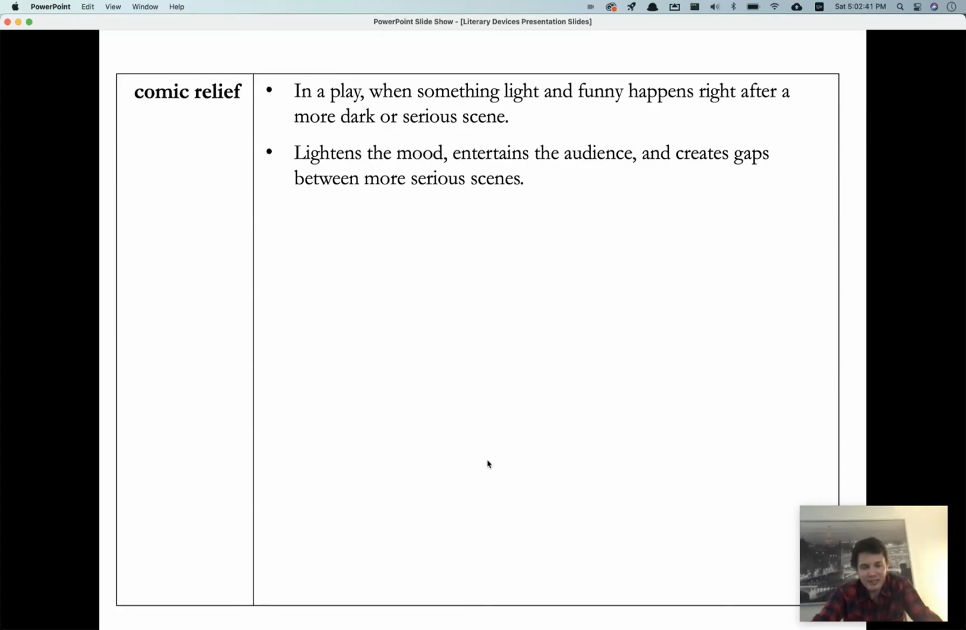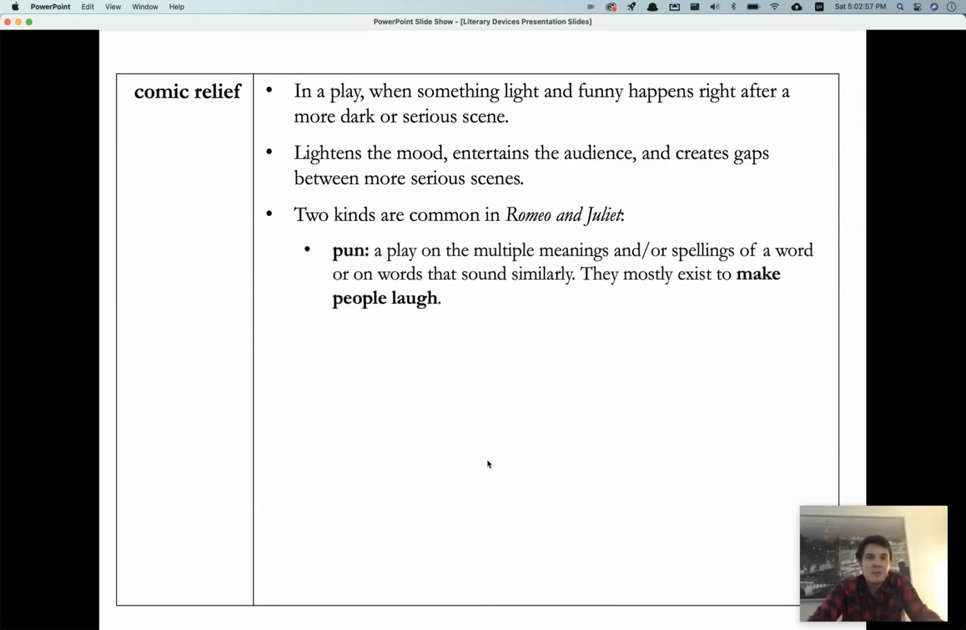Shakespeare is supposed to be funny. There's a lot of parts of Romeo and Juliet that are supposed to be funny, hilarious even. And if you get what he's saying and you get that it's comic relief, then you will laugh. So there are two major kinds of comic relief you need to look for in Romeo and Juliet.